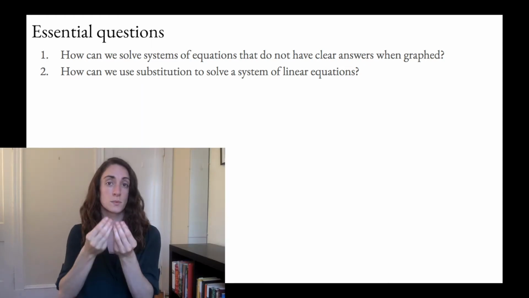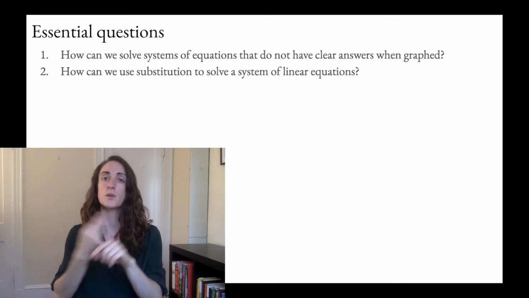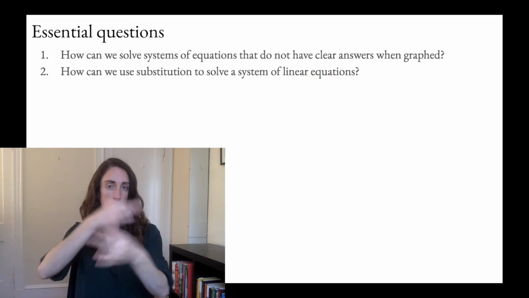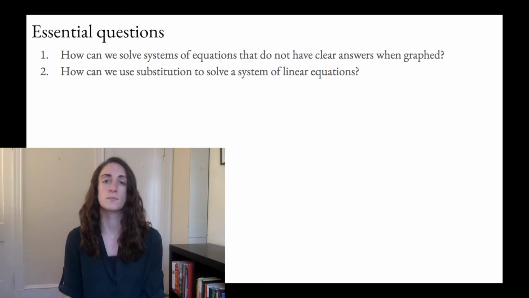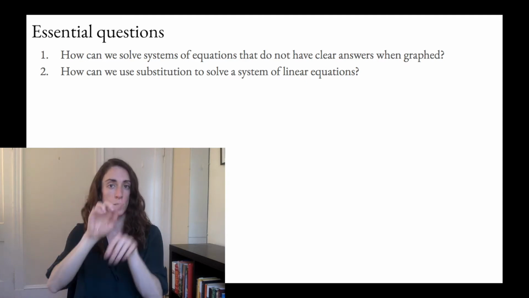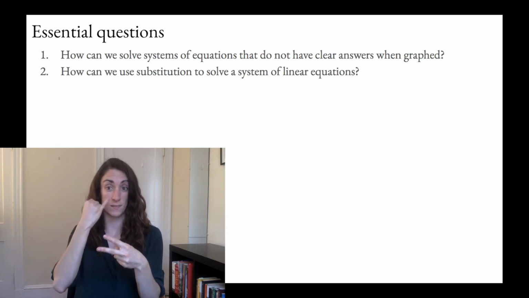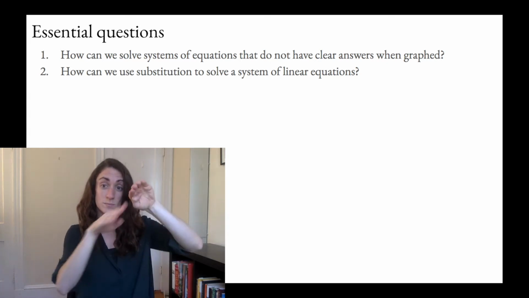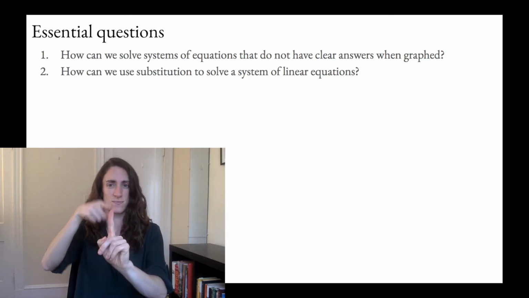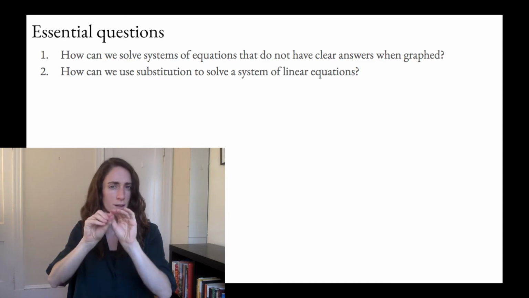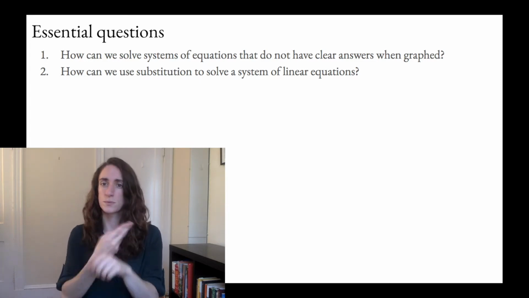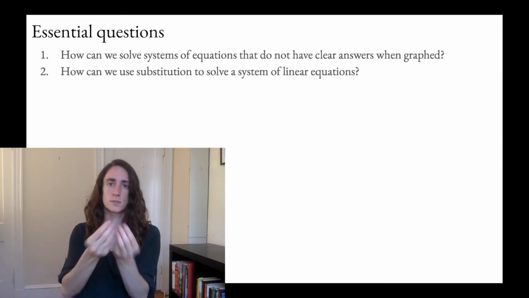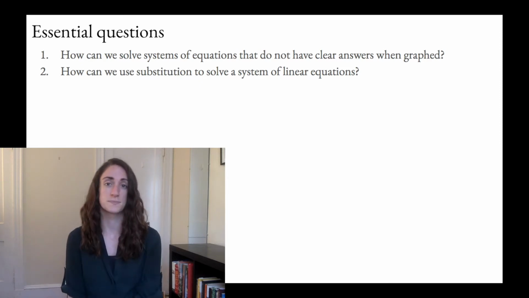In this video, I'm going to explain how to solve systems of equations using a method called substitution. For today, there are two important questions. First, if we try to graph a system of linear equations, and the answer on the graph isn't exactly clear, then what can we do? And second, how can we use the substitution method to solve a system of linear equations?